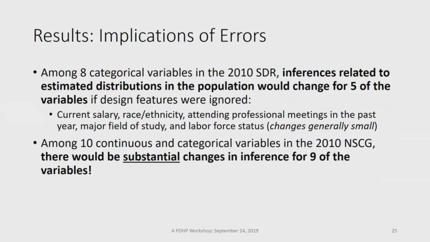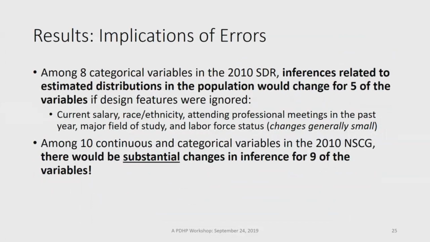Okay, so what happens? We said we coded this kind of apparent problem. What happens when you actually look at the problem? In the survey of doctorate recipients, we found that inferences related to estimated distributions for the target population would change for 5 of 8 categorical variables. Like something as simple as a descriptive table. The confidence intervals would no longer overlap for 5 of the 8 variables if the design features were ignored. In the NSTG, a different survey, among 10 continuous and categorical variables, there'd be substantial changes in inference for 9 of the variables.